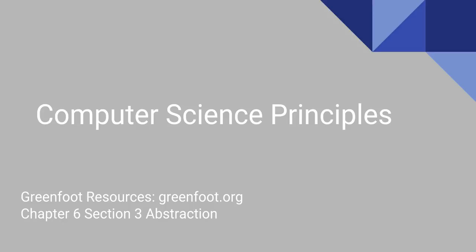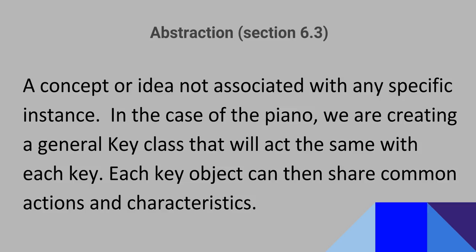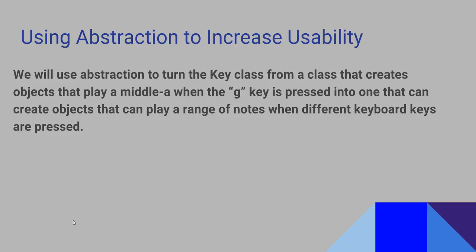Chapter 6, Section 3, I'm going to cover the part where it introduces abstraction to the piano. And abstraction is a concept or idea that's not associated with any specific instance. In the case of this piano, we're going to create a general key class that will act the same with each key when I define a new key. So they are going to share common characteristics and actions that will be performed whenever we create a new key.